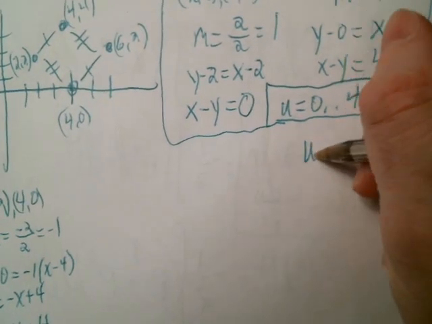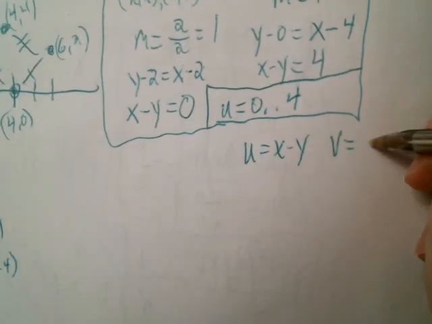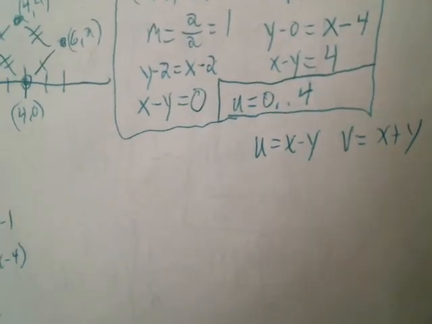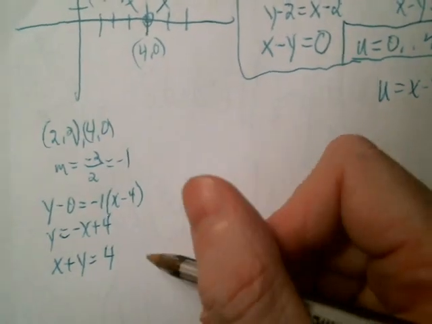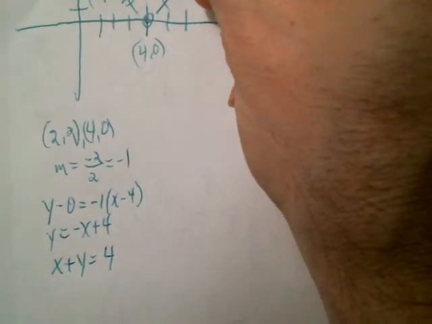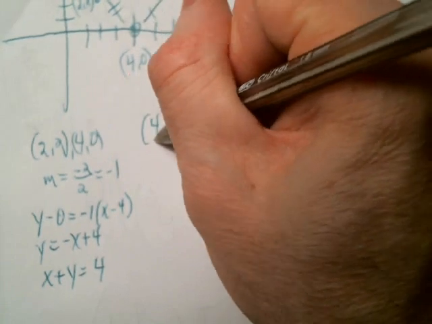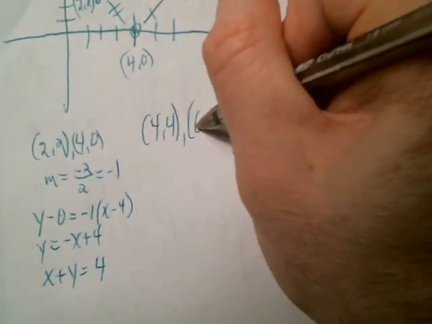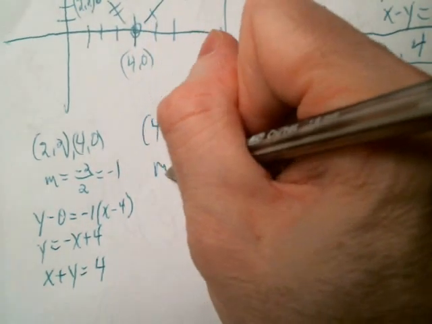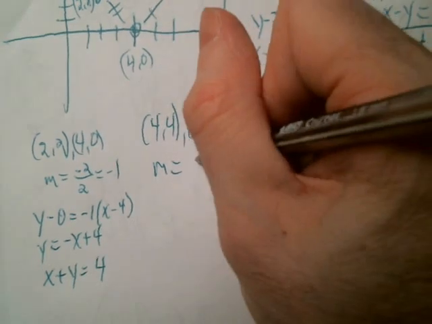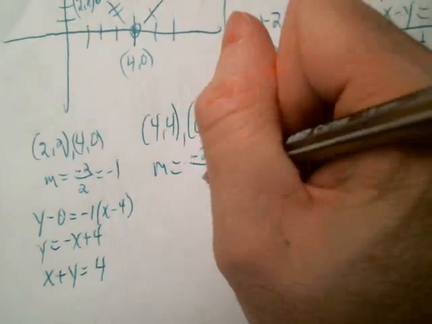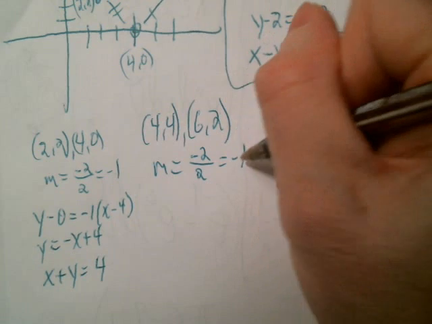So right now u is equal to x minus y. And then I'm going to let my v equal x plus y. Okay, I need the other line. So this guy up here, that's from the 4, 4 and the 6, 2. And so I got the slope is 2 minus 4 is negative 2, all over 6 minus 4 is positive 2, which is negative 1.